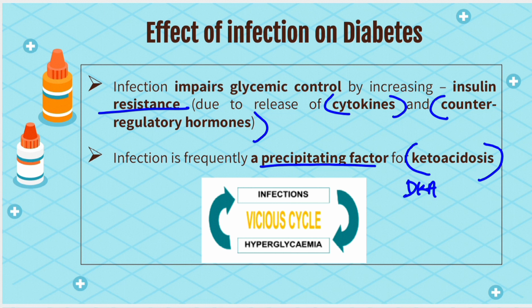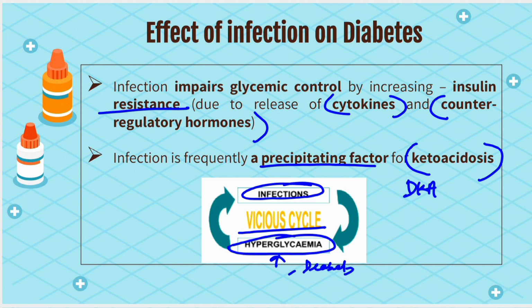It is seen that there is a vicious cycle between infection and hyperglycemia. It means whenever there is infection in any patient with diabetes, it will further lead to impaired glycemic control. It will raise the blood sugar level, and whenever the blood sugar level is uncontrolled in any patient with diabetes, this will decrease the immunity in the person and ultimately lead to various infections in such patients.